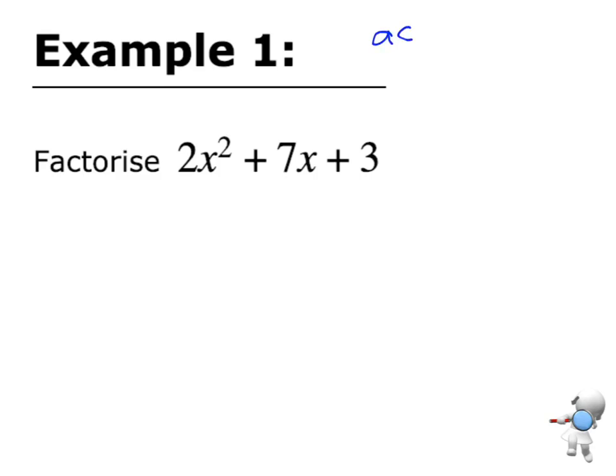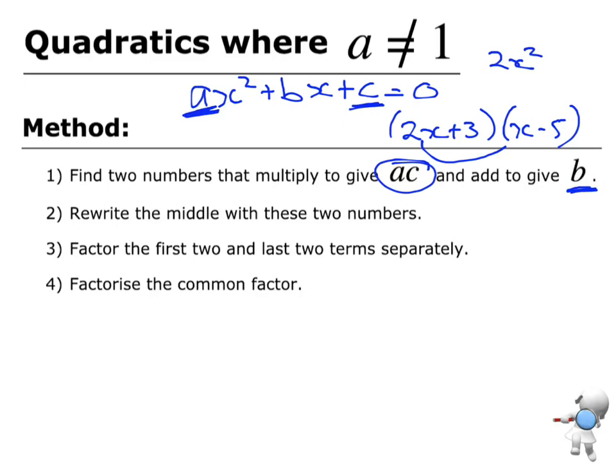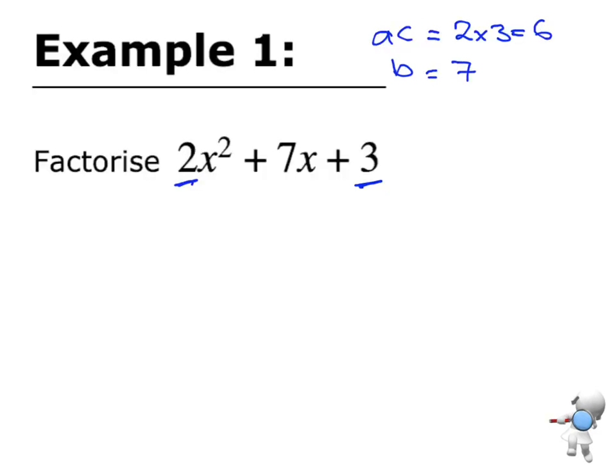So AC and b. So A is 2, C is 3. So I'm going to do 2 times 3, which is 6. And our value of B is 7. So the rule says find two numbers that multiply to give AC and add to give B. So I want to find the two numbers that multiply to give 6 and add to give 7. So let's think about all the ways that we can multiply two numbers to get 6. I can do 1 times 6, which is 6, or 2 times 3, which is 6.